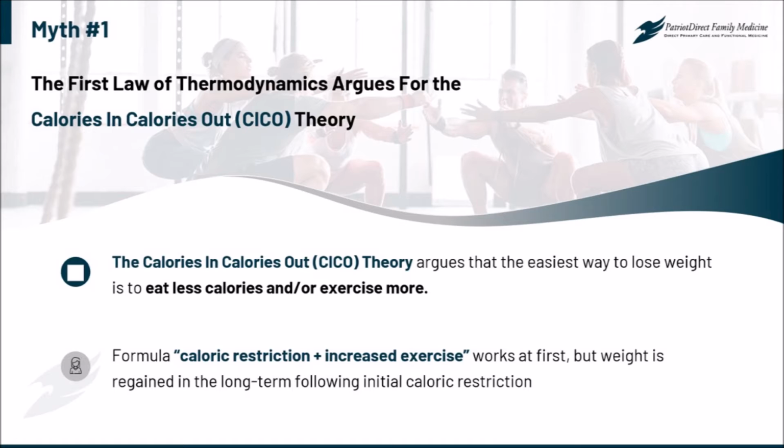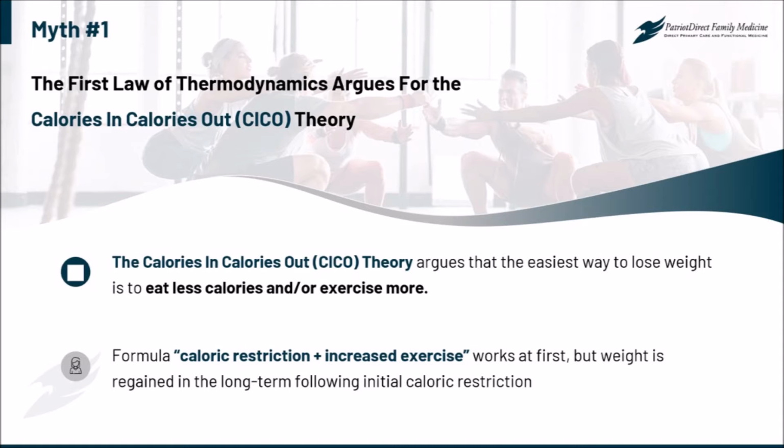Myth number 1. The first law of thermodynamics argues for the calories in, calories out theory. The calories in, calories out, or CICO theory, essentially postulates that because of the first law of thermodynamics, the way to lose weight is to go down on the amount of calories one intakes and or exercise more. Or stated another way, if I'm not losing weight, then by definition, I must be eating too many calories.